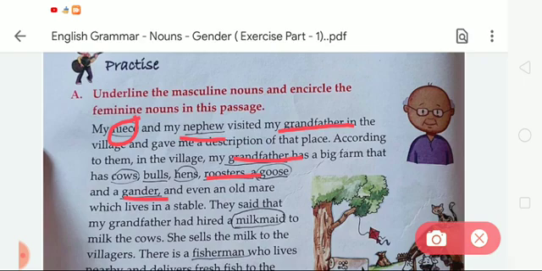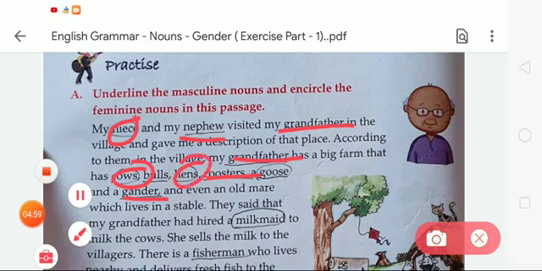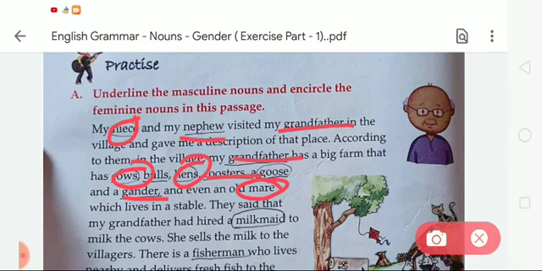Now we are going to circle the feminine words. So those are cows, hens, mayor. Like this we have to underline or circle. Now the next is, they said that my grandfather. Again, grandfather is a masculine word, so we have to underline it. Milkmaid is a feminine word, so we have to circle it.